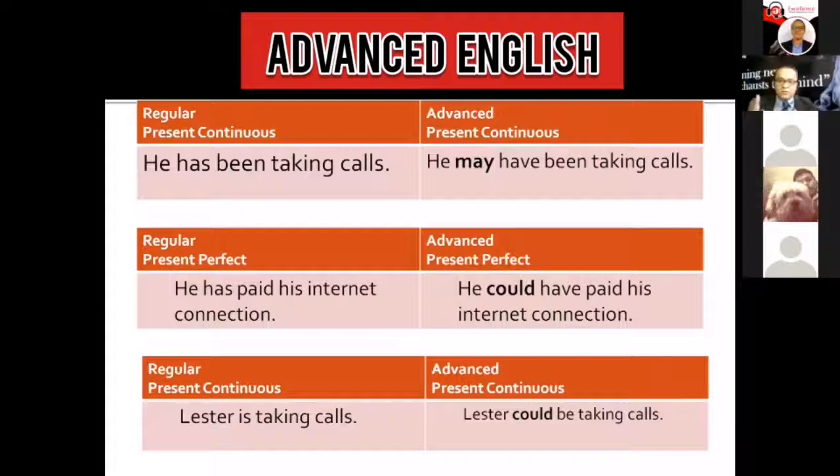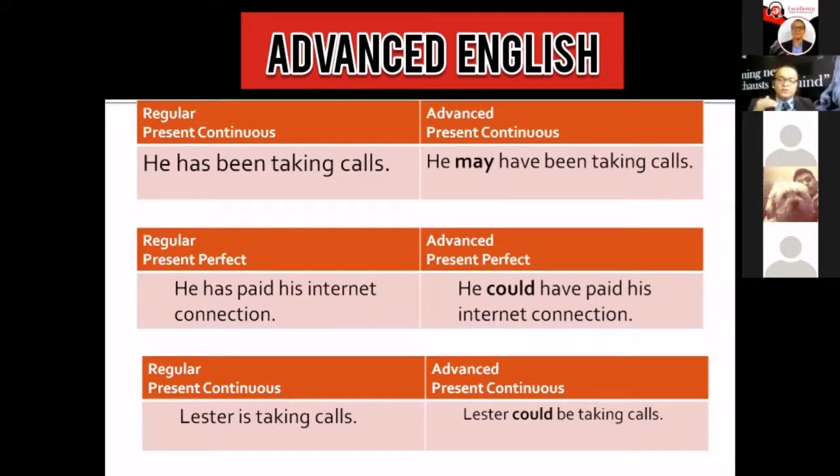Modal verb. So it's just simply this. You take a regular tense, like the present continuous, and you put a modal verb in it. You take a regular perfect tense and you put a modal verb in it, and therefore it becomes advanced. You take the perfect continuous and you add in a modal verb, and it becomes advanced perfect continuous. So it's like an upgrade. You see what I'm saying? It's an upgrade. Okay. That's what we're talking about.